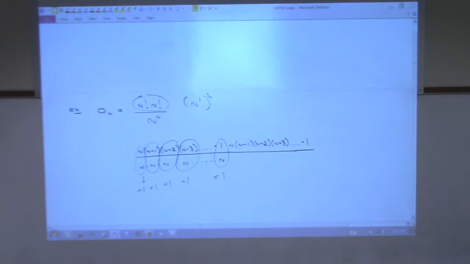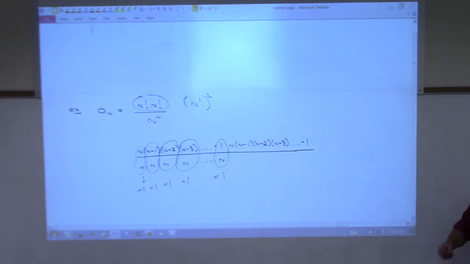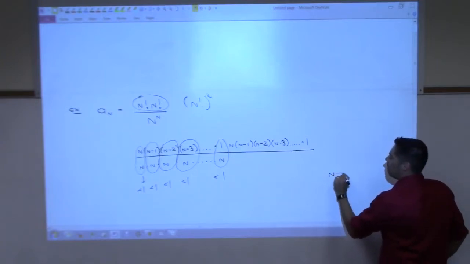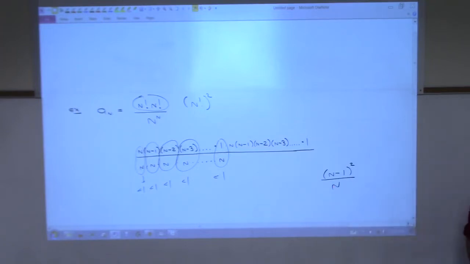Well, would it be the same answer squared? Is that what you're saying? Like 1 squared is still 1, right? If you still get 1. Here's your question: is (n minus 1) squared over n always smaller than 1? Is that true? Is this always smaller than 1?